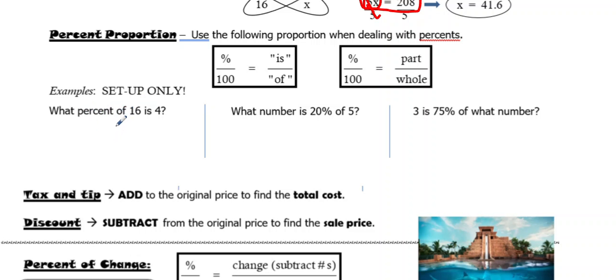So for the first example, and notice it says setup only, it says what percent of 16 is 4? My percent, I don't know, so I always give that a p. So it's percent over 100 equals, and then is over of.